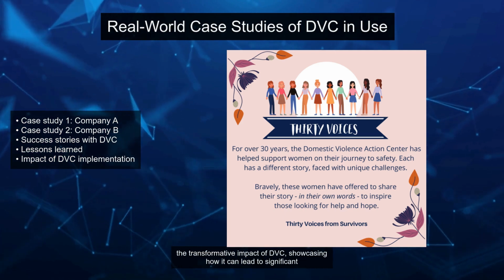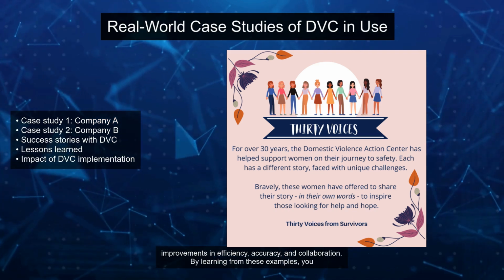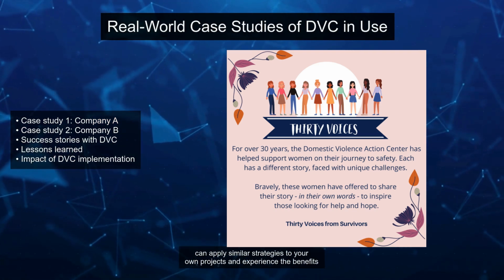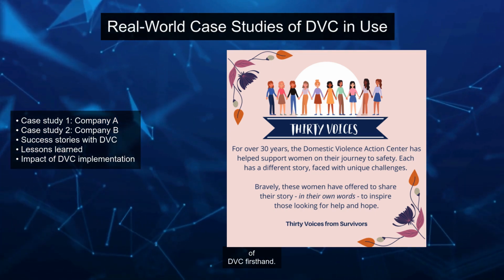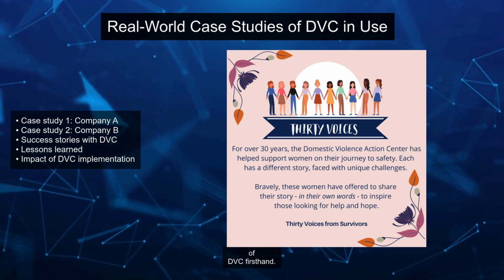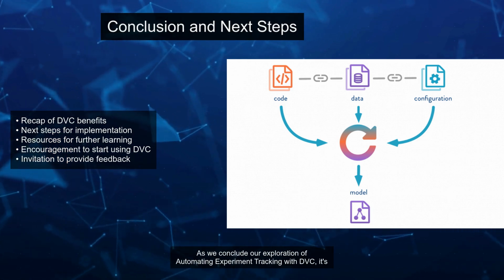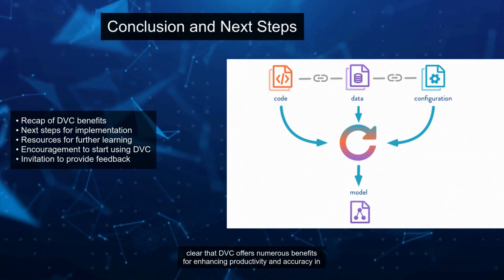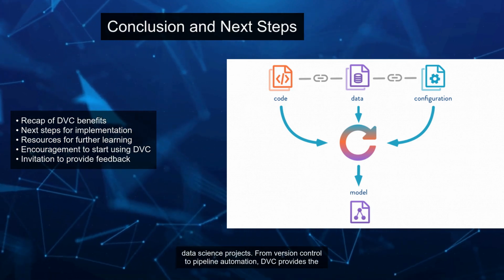These case studies highlight the transformative impact of DVC, showcasing how it can lead to significant improvements in efficiency, accuracy, and collaboration. By learning from these examples, you can apply similar strategies to your own projects and experience the benefits of DVC firsthand. As we conclude our exploration of automating experiment tracking with DVC, it's clear that DVC offers numerous benefits for enhancing productivity and accuracy in data science projects.